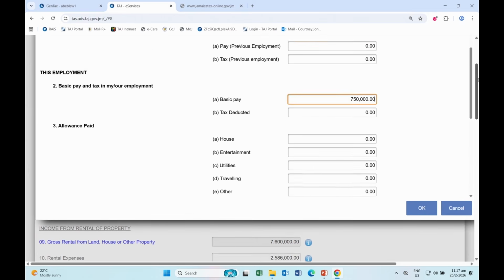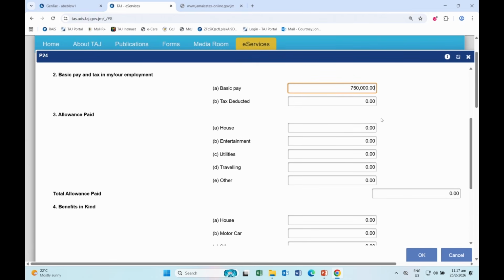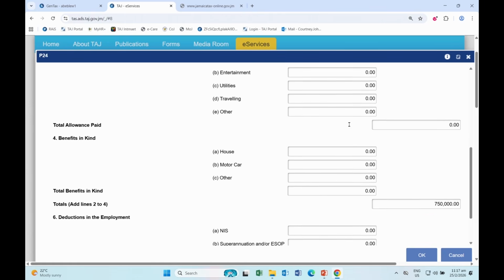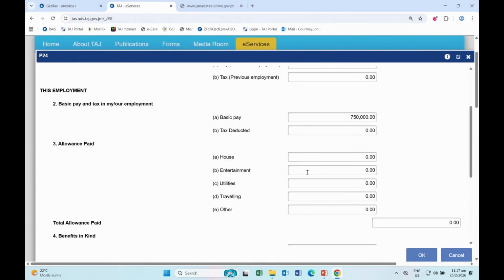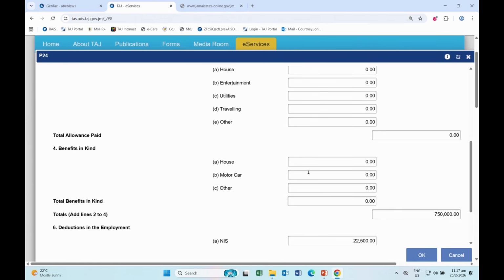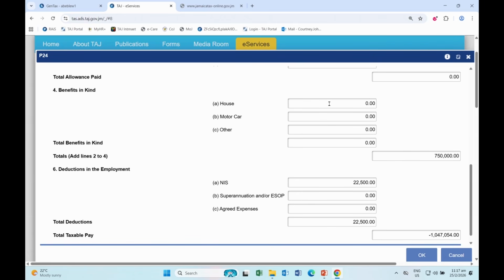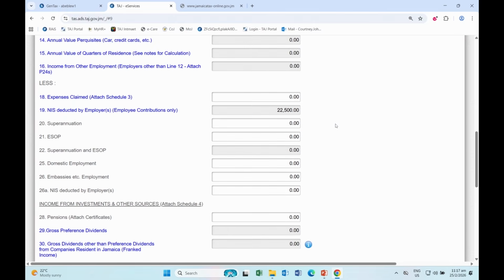The P24 usually is replicated here, or this replicates the P24. Whatever you're seeing here is what you would see on your P24. So we're plugging the information directly from the P24 onto this page. The next item would be his NIS, and the NIS that was taken for that year is $22,500. There were no other allowances or any other benefits in kind or cash. So we're going to click on OK and proceed to complete the return.